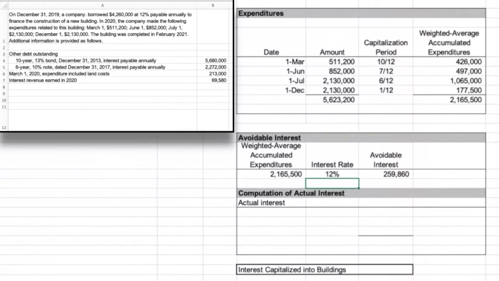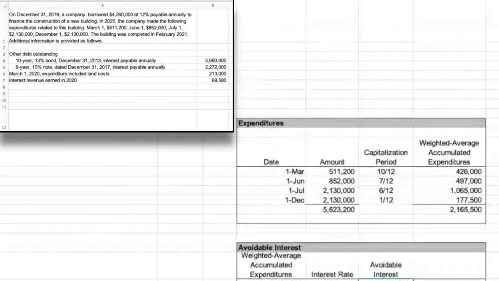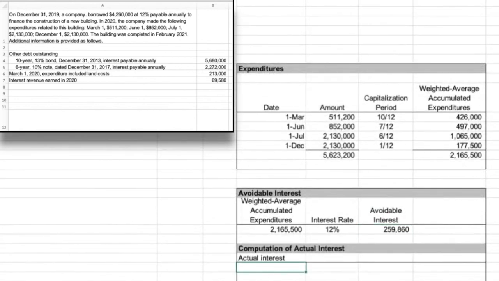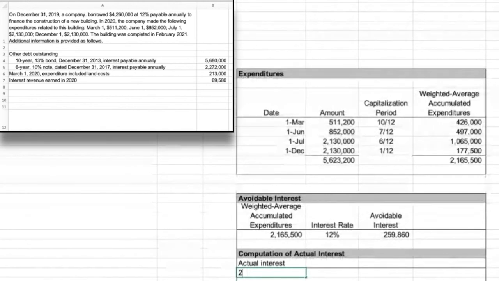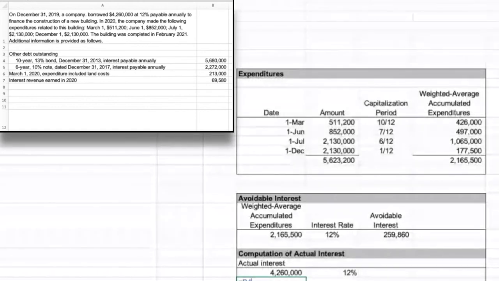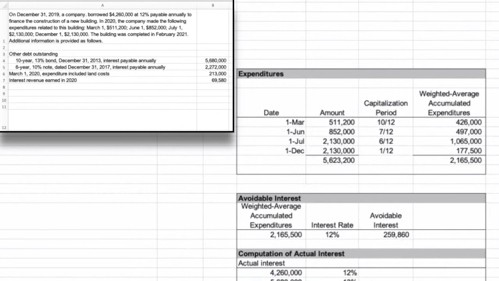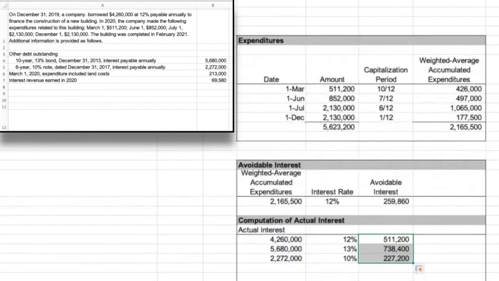Now we get to capitalize the lesser of the avoidable interest or the actual interest. We know the avoidable, now we have to figure out what the actual is. Our actual interest is going to be the three pieces of debt we have outstanding: a specific borrowing, and then the 10-year and the 6-year notes. So it's $4,260,000 at 12%, then the note at 13%, and then $2.2 million at 10%. Extending those over, our interest associated with those three pieces of debt totaled $1,476,800 for the year. That was our actual interest cost.